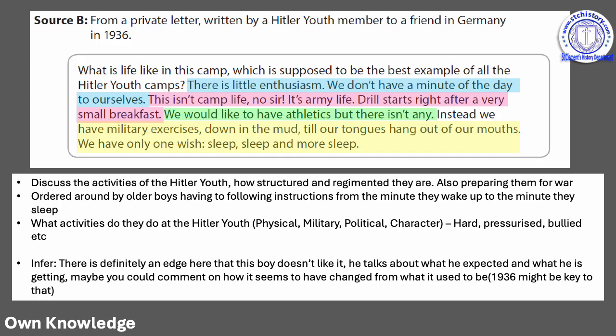And then an inference if you want. Sometimes it's good to make an inference in a source question. There's definitely an edge here that this boy doesn't like the Hitler Youth. He talks about what was expected and what he got. Obviously thinking it used to be fun and now it's not. Maybe you could comment on how it seems to have changed from what it used to be.